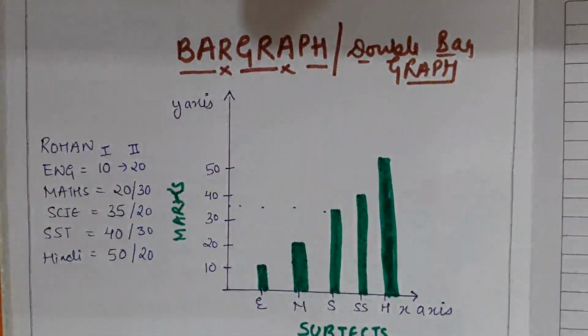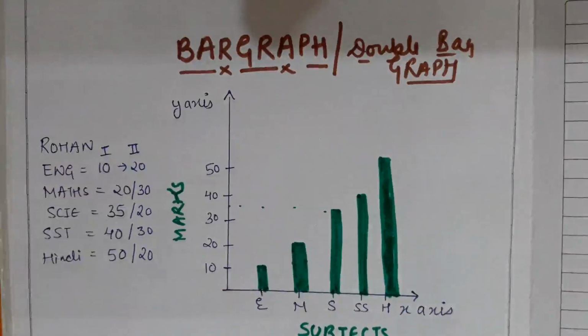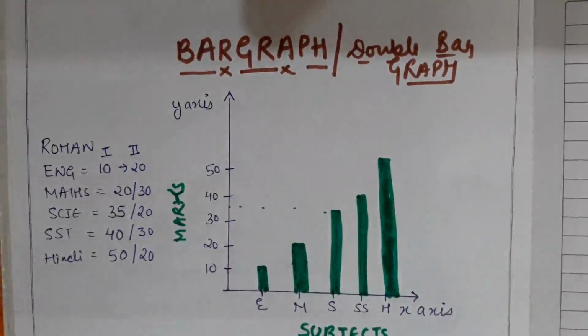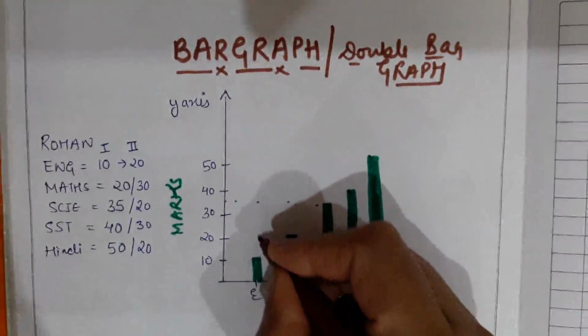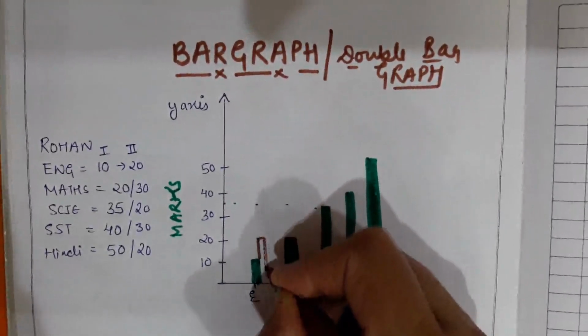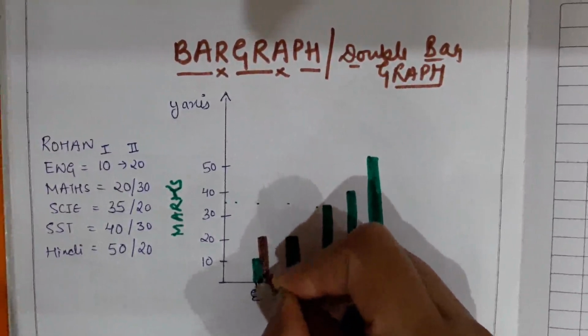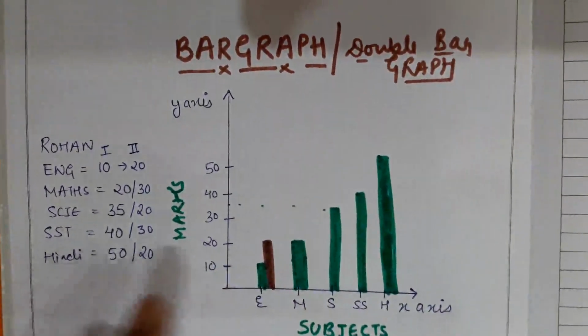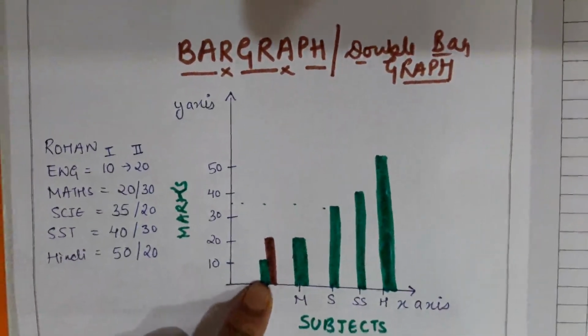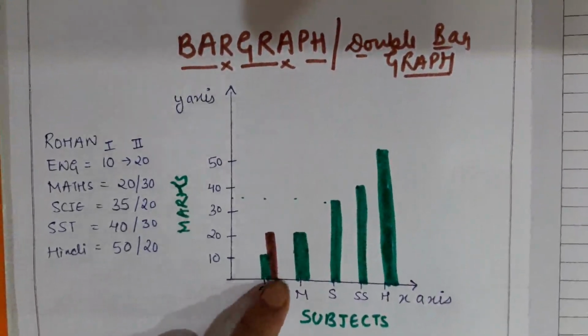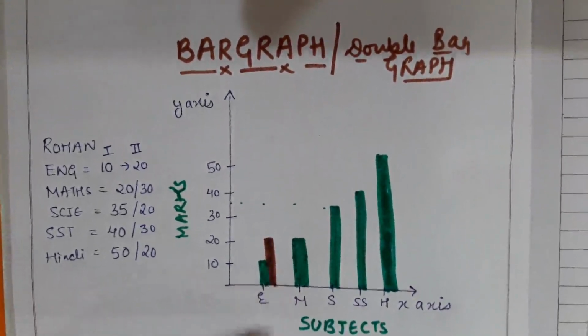Okay, so we can use the same bar graph for representing the second semester marks also. So how can you do it? See, in English previously he is having 10 marks, now he is having 20 marks. So in this way you can represent 20 marks. So comparison is there. Green line is showing semester 1 marks, brown line is showing semester 2 marks.